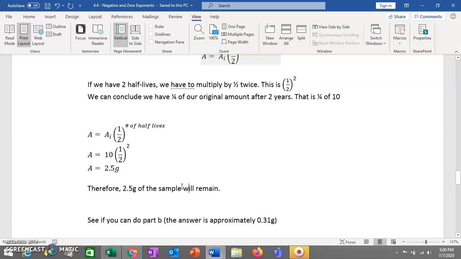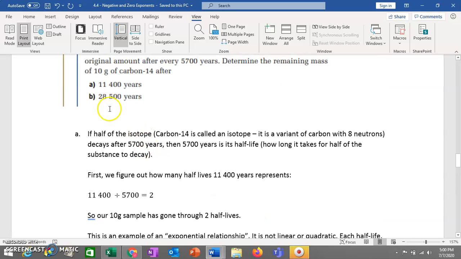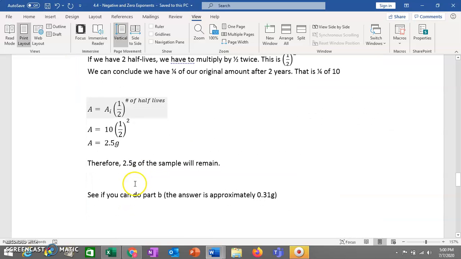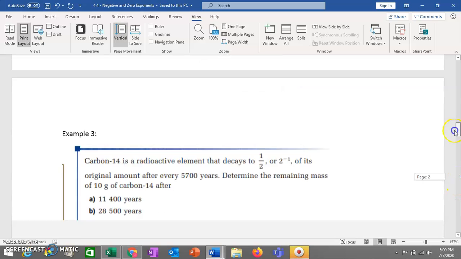And I'm going to let you do part B. So the answer for part B is approximately 0.31 grams after 28,500 years, but the way that you do the problem is the same, right? So you can figure out based on this and based on this how many half-lives you have, and then just use the formula. Okay, that's all there is to this lesson.